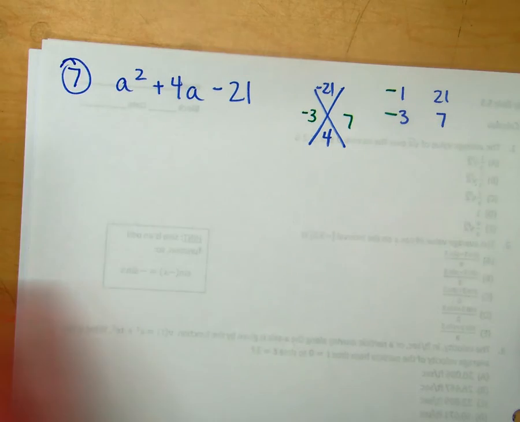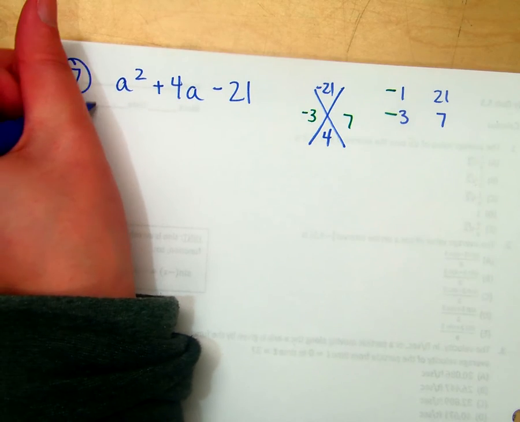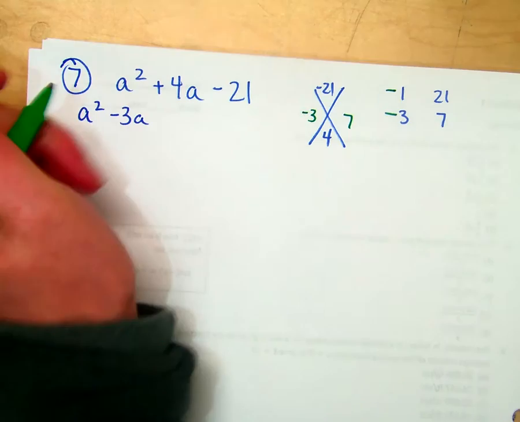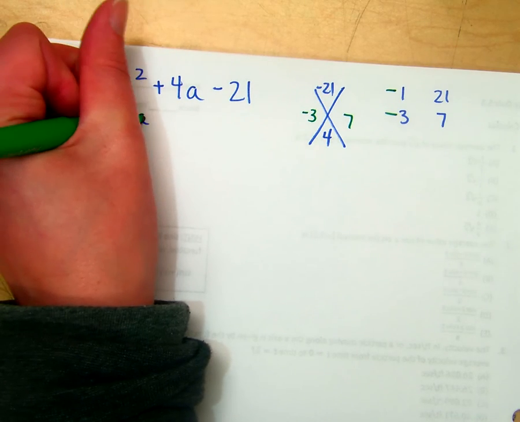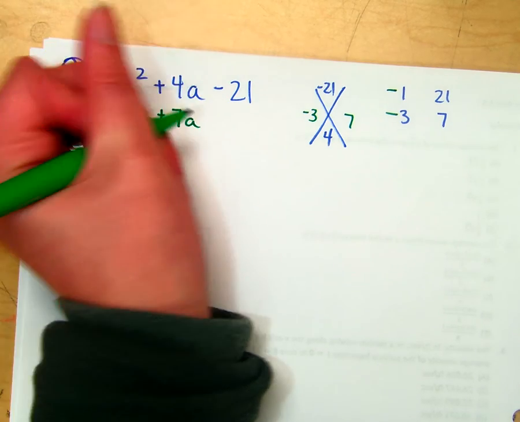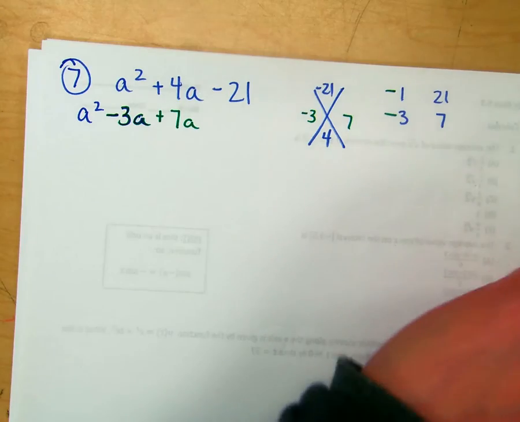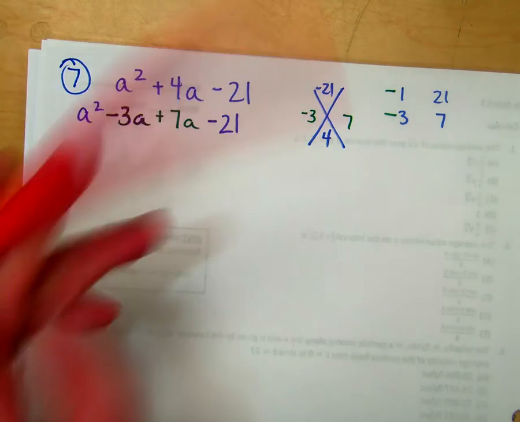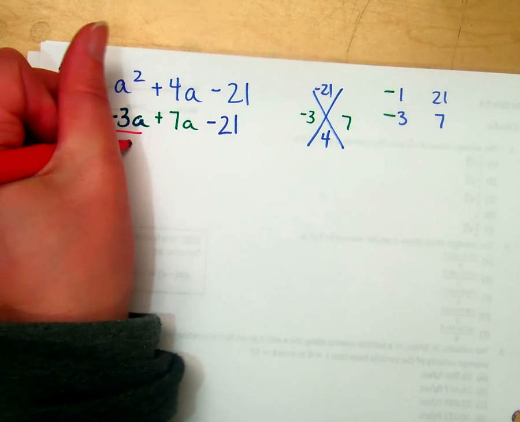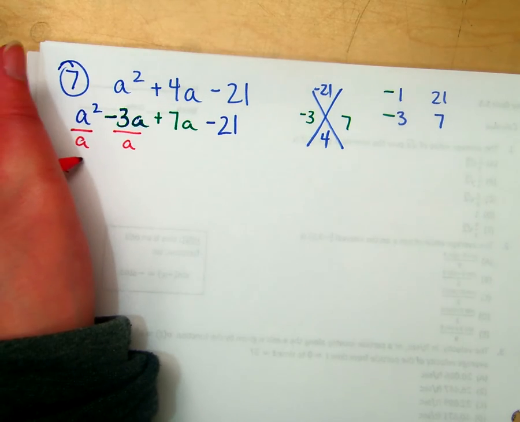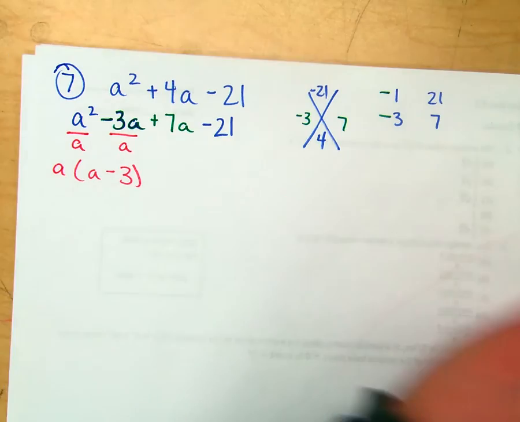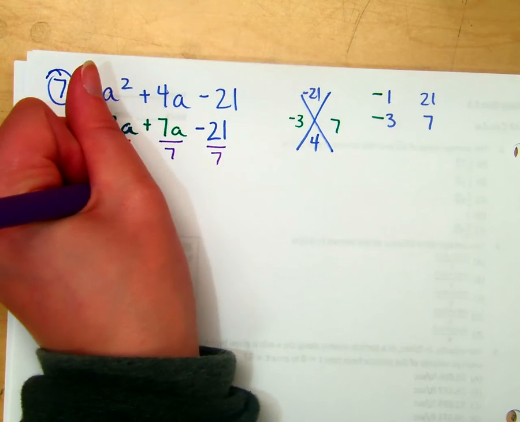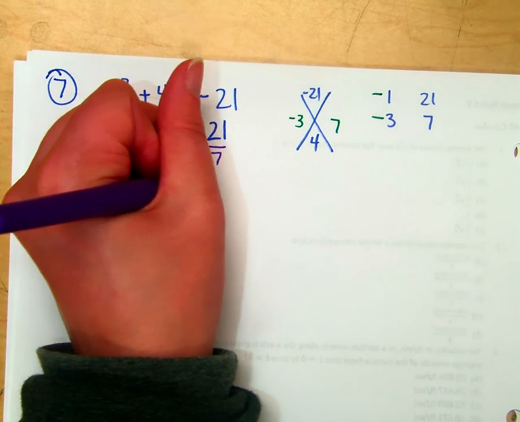If I do have a positive and a negative number, sometimes I like writing the negative number first as far as the middle two, because then I won't have to worry about remembering to factor out that negative, but maybe I don't remember that. So I'm going to divide both these by a. I get a times a minus 3, and then the last two I'm going to divide by 7. And I get a minus 3 again.